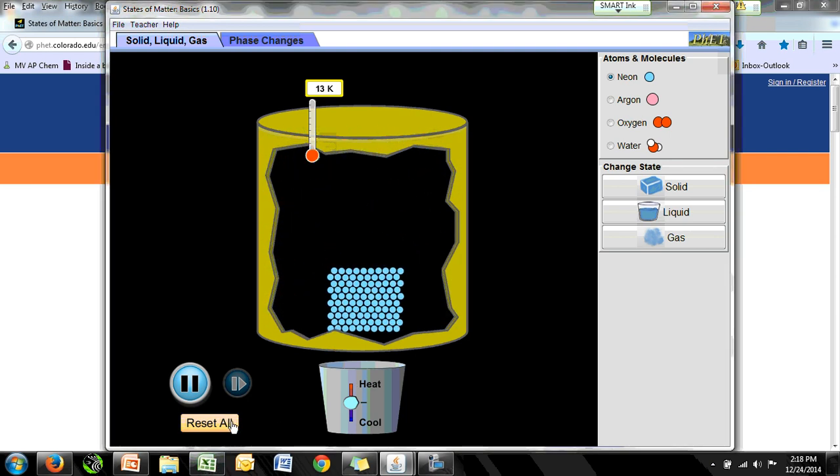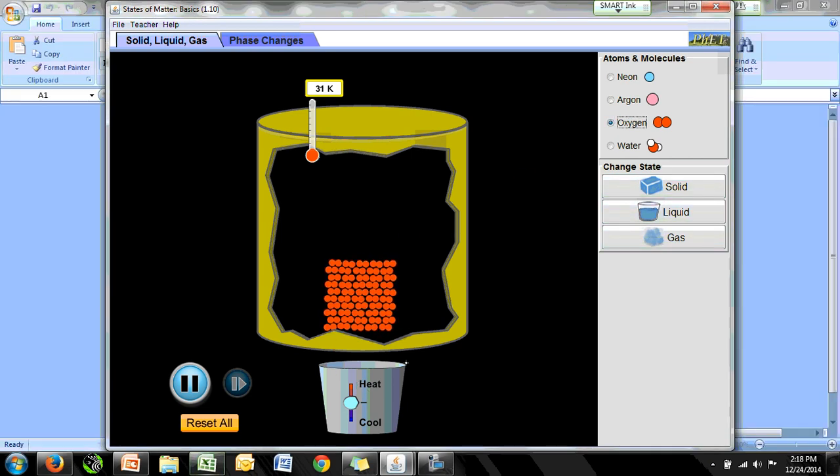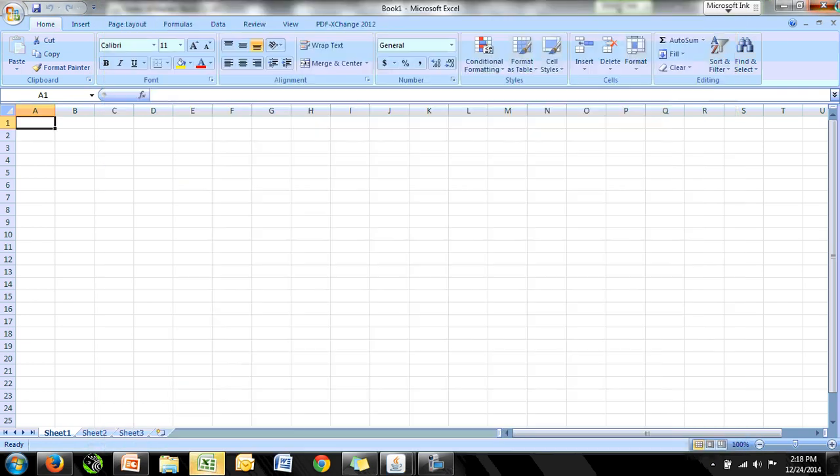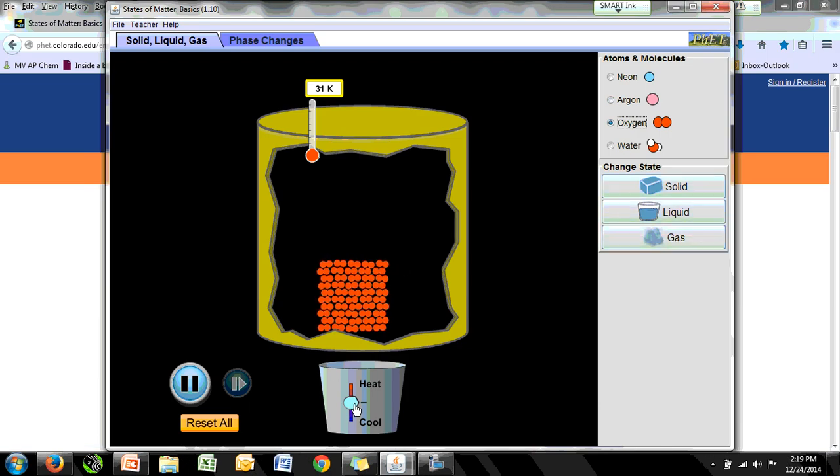Now if we reset it, let's choose oxygen. Just close that, it got opened by mistake. And let's come back over here, and let's apply heat to this oxygen sample.